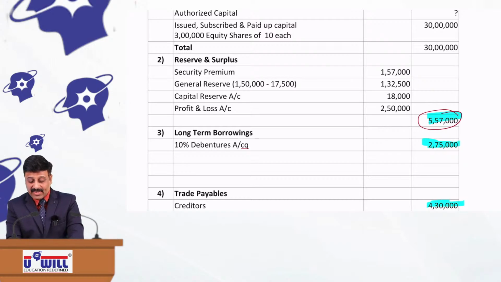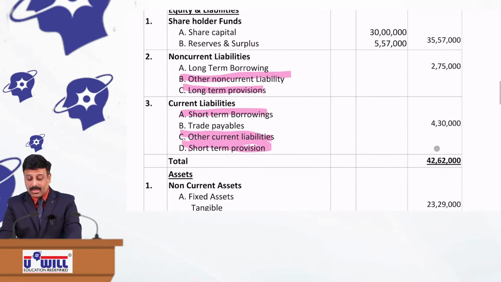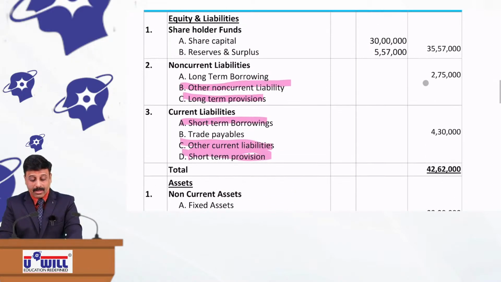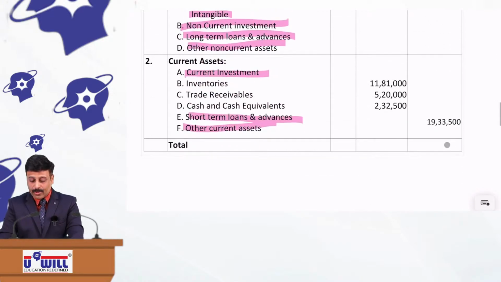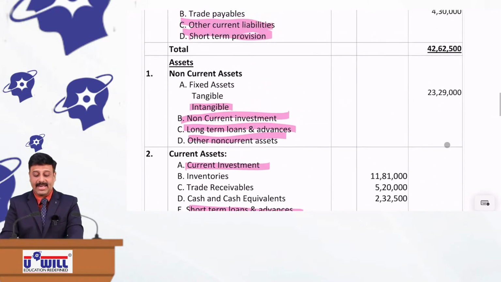This amount 5,57,000 would be 5,57,500. I forgot to include 500. So in reserves and surplus, we'll make the correction. We'll make it 5,57,500. Total also 35,57,500, and this also 42,62,500. And here also it's coming to 42,62,500. So balance sheet gets tallied.